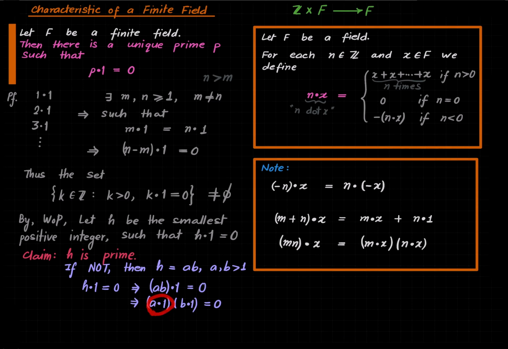But if a dot 1 is 0, note that both a and b are positive integers, but both are strictly smaller than h, right? But that would contradict the minimality of h, because a is strictly smaller than h and a positive integer. Similarly, if this were 0, we would have a problem. So this equation simply cannot hold. That would be a contradiction. So that finishes the proof that h is prime. So what we have shown is that there does exist a prime which satisfies this equation.